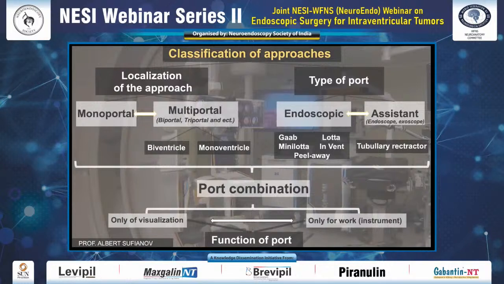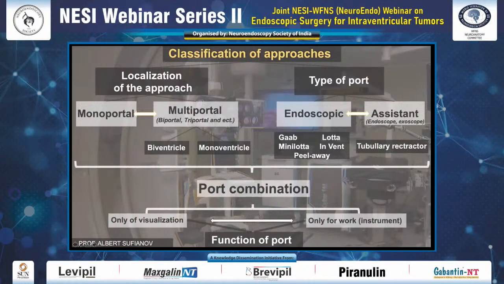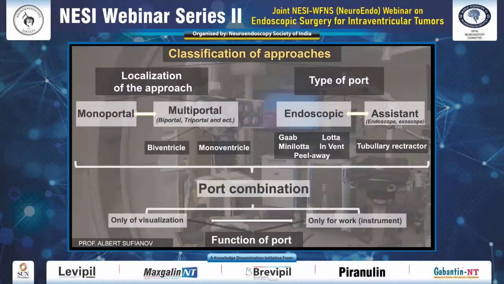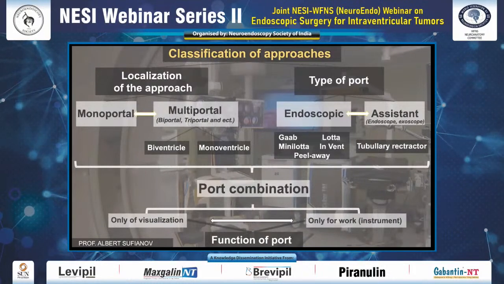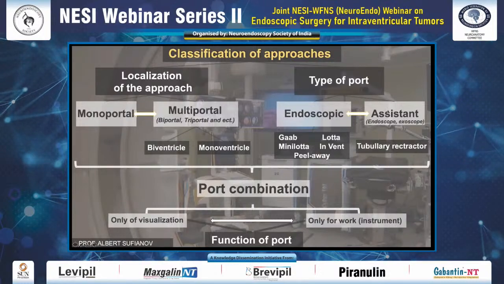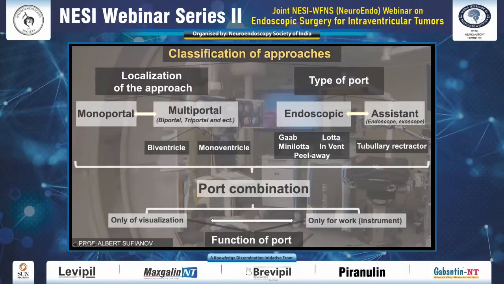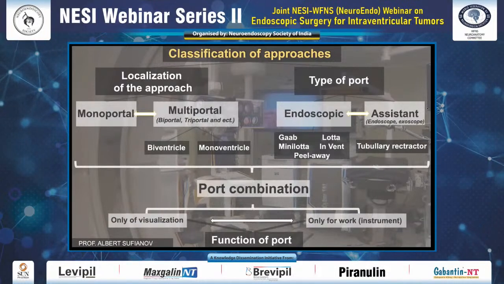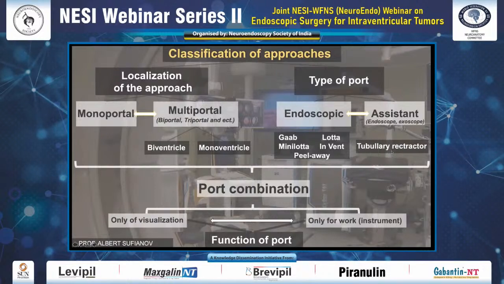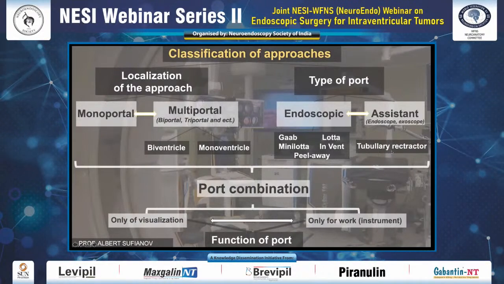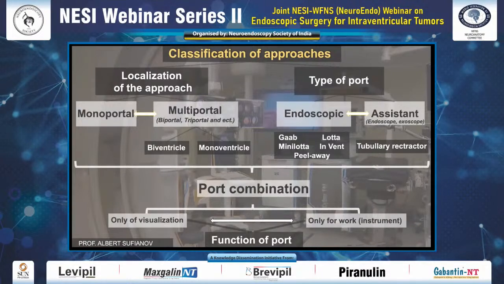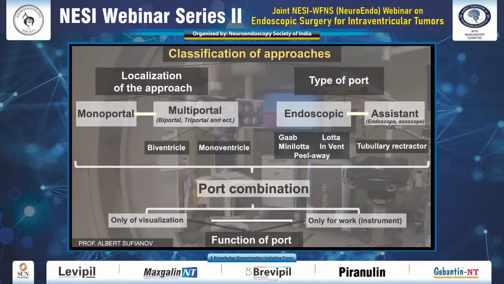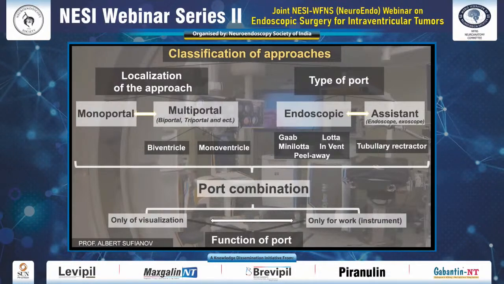Another new possibility is the assisted port. This assisted port is possible to use only for endoscope or only for exoscope, for example, like you see. And for this kind of port, we standardly use a tubular retractor. Also the main advantage of this port is the transparent wall of these tubular retractors, which improves our possibility in this kind of surgery.